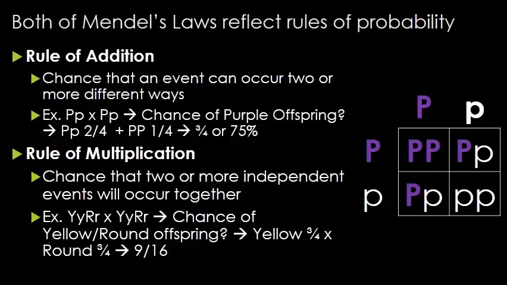Both of Mendel's laws reflect rules of probability. Beyond a dihybrid cross, it's not really practical to keep doing Punnett squares. So instead, what you can do is you can use statistics, you can use probability, you can use math to figure this out. Now, there are 2 rules here, the rule of addition and the rule of multiplication.